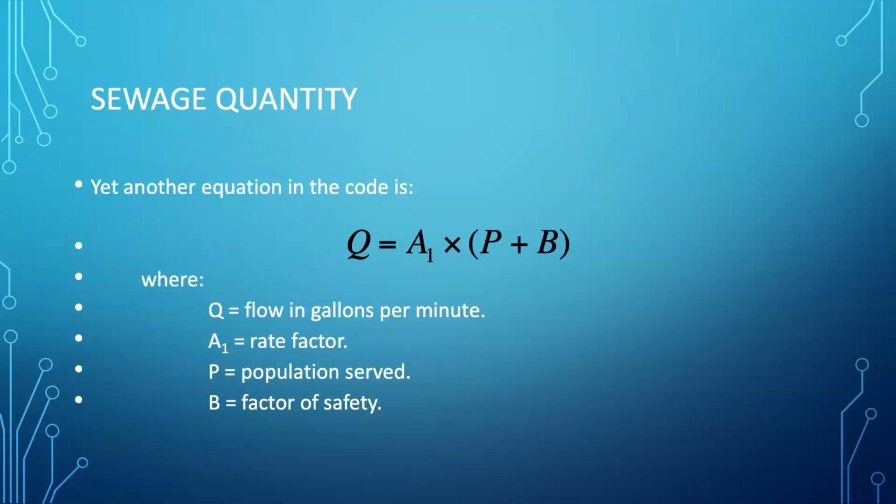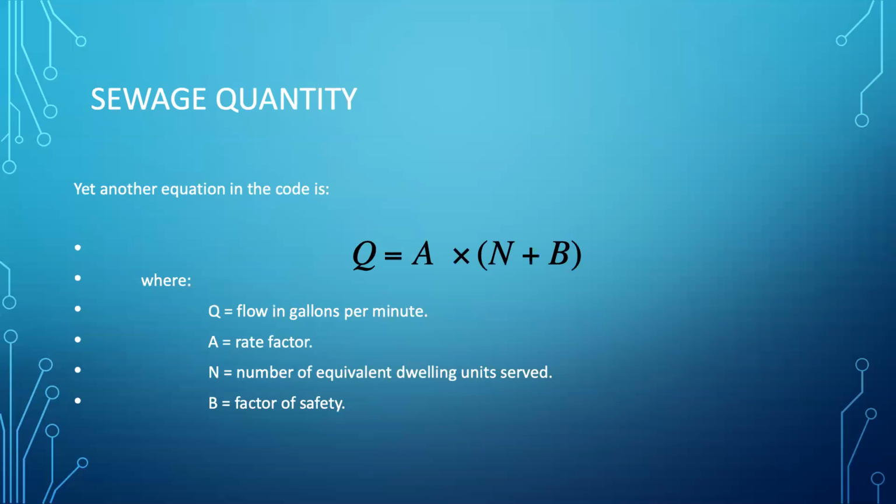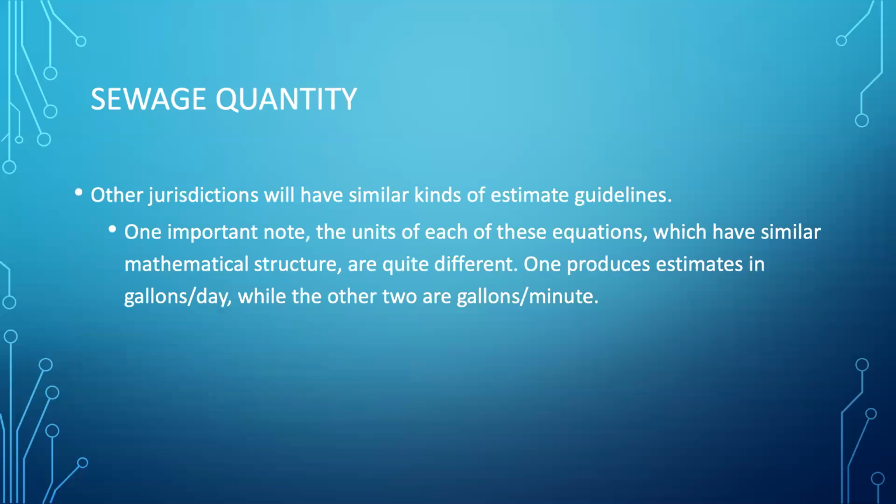I think you're just asking for a computational screw up, although these two are at least in gallons per minute. Other jurisdictions outside of Texas will have similar estimate guidelines, as will individual communities within Texas. So the Houston one, the Houston Infrastructure Design Manual is likely to be quite similar to those equations.